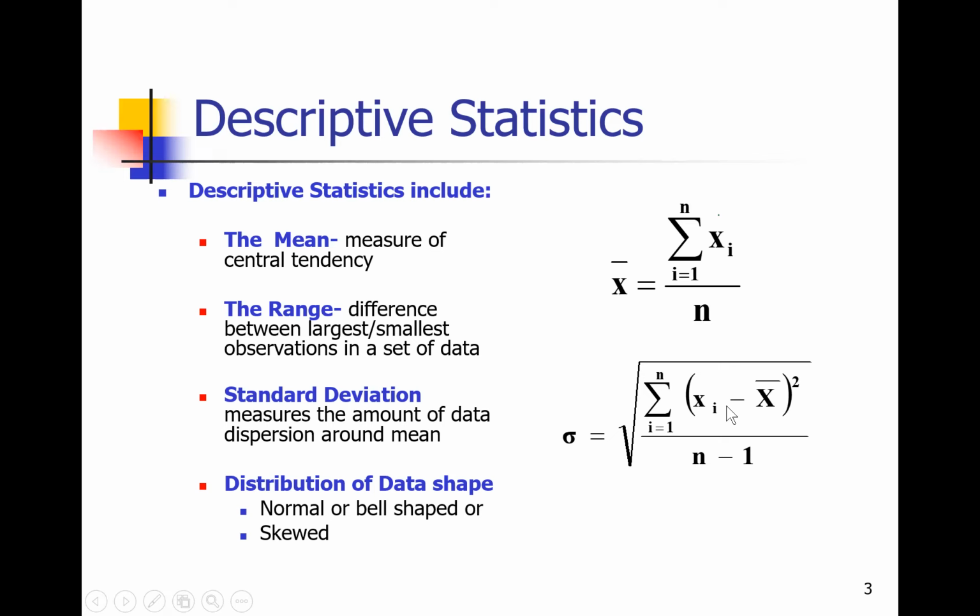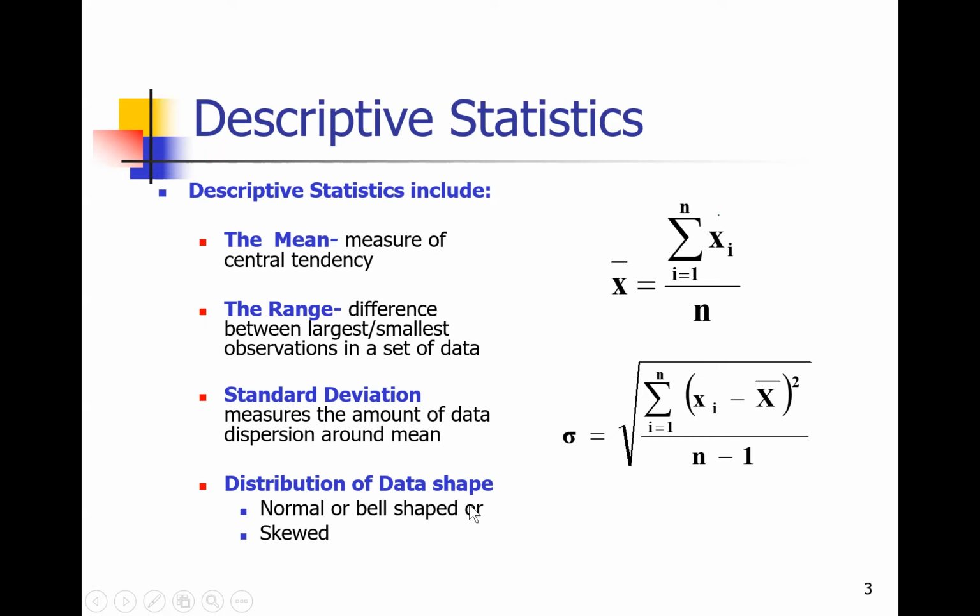Maybe Abdullah's age is 25. So 25 minus x bar. X bar means if the average age we get is 21, then 25 minus 21, plus then the second one, maybe Abrar is 20 minus 21. So in such a way we can calculate all the differences with the sample, and then we can get the standard deviation. And distribution of data shape is also one of the statistical issues. These are all the statistical issues.